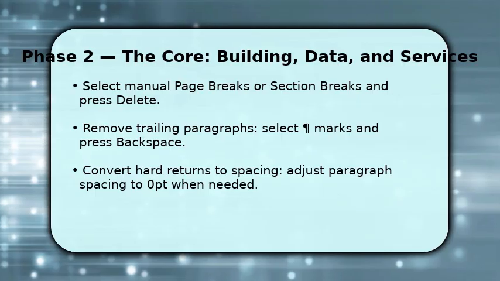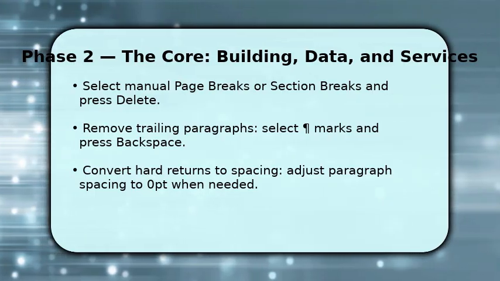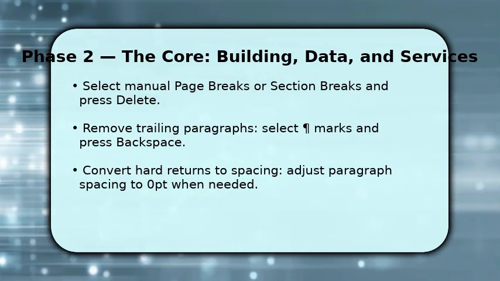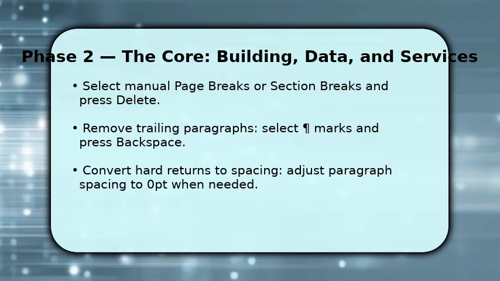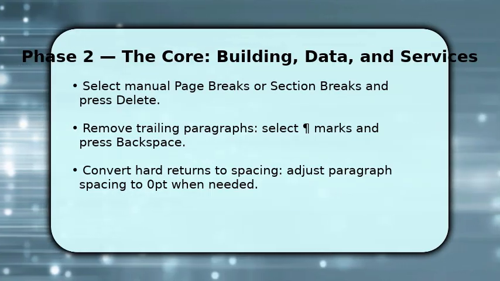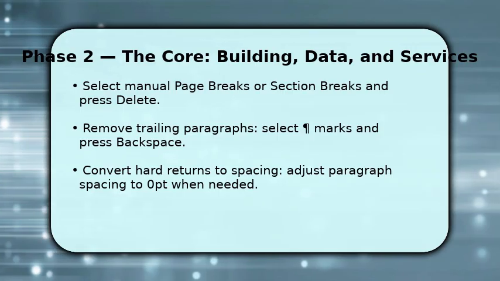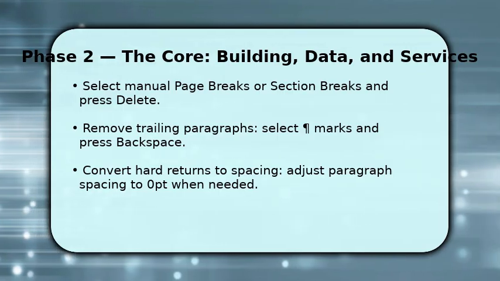Click a manual page break or section break and press delete. This deletes the forced page transition. If the page is formed by empty paragraphs, select the paragraph marks and use backspace or delete. Collapsing them removes the space.